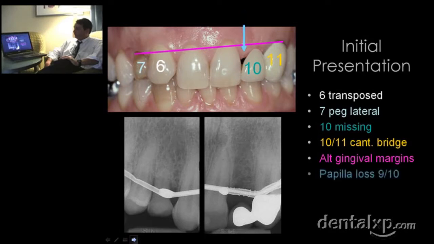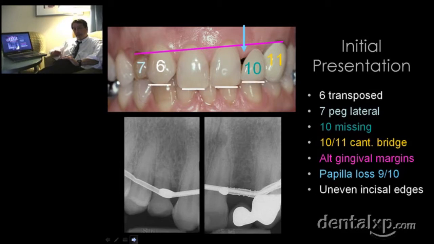And we also have papilla loss between teeth numbers 9 and 10 due to the fact that tooth number 10 is missing. And lastly, we have very uneven incisal edges. Ideally, we like the incisal edges to follow the wet-dry line of the lower lip and to be sort of like a semicircle. So if we draw a line from the tip of the canine to the other canine, you like the tips of the teeth to sort of fall on that line as we go along the radius of the arch. In this case, they're very uneven, they're not very clear, and it's unesthetic.